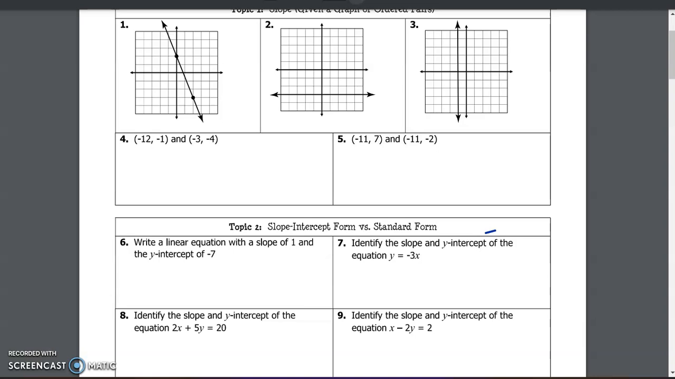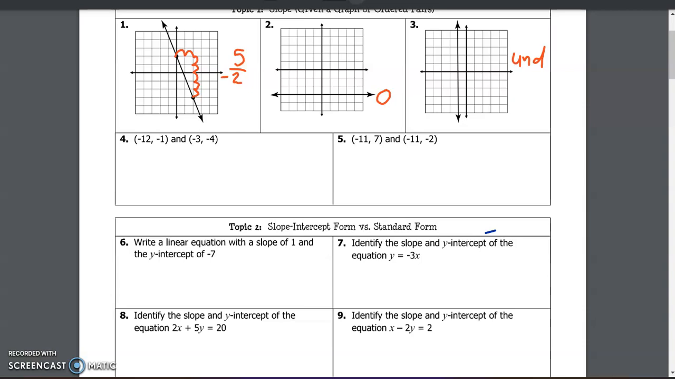So for number 1, I just start at my lowest point, count up 1, 2, 3, 4, 5. Then my run would be 2 times to the left, which makes this negative 5 over 2. Number 2 is horizontal. You should just know that that is a 0 slope. And then number 3 is undefined. All right, vertical line, undefined.